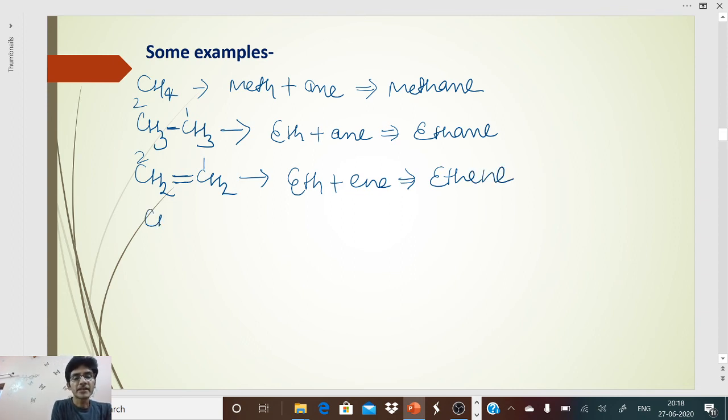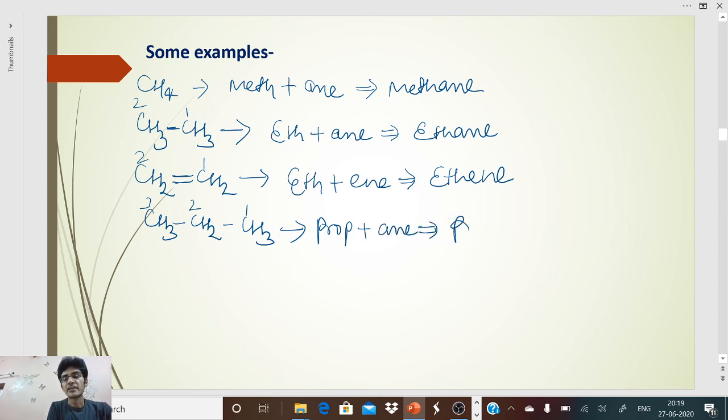Okay, next example: CH3-CH2-CH3. We can write down like this 1, 2, 3. So for 3 carbons we will use prop. Single bond means ane. Then we can say propane. This is the propane. Okay.